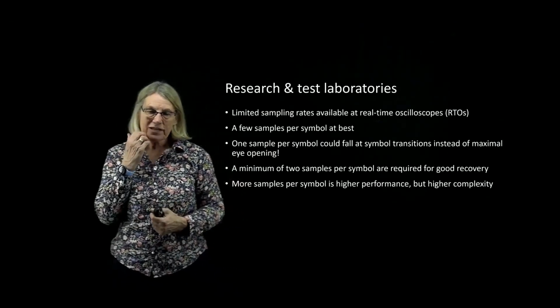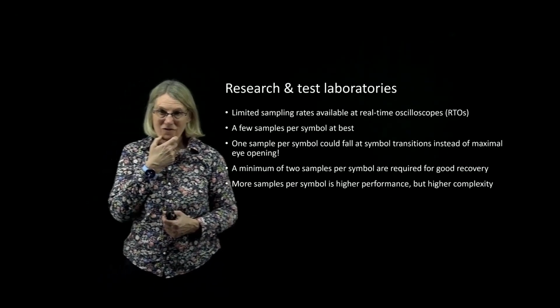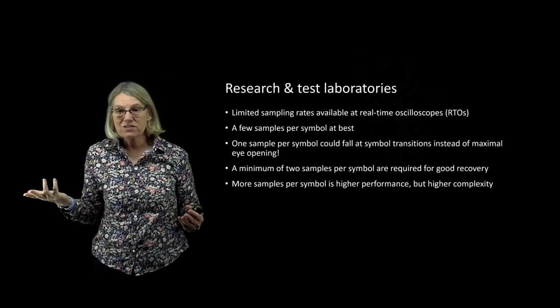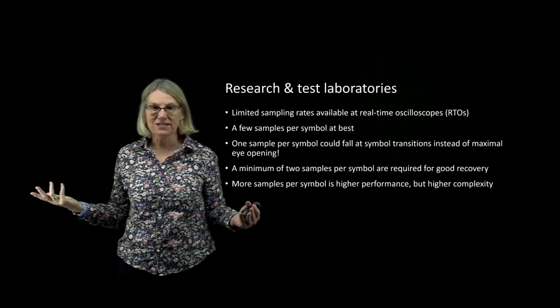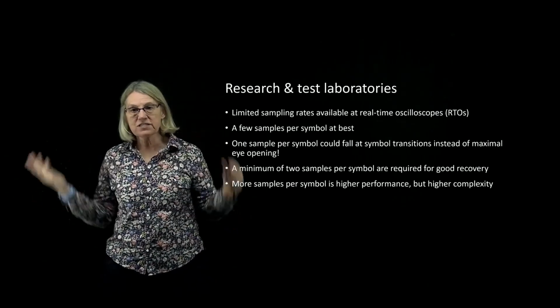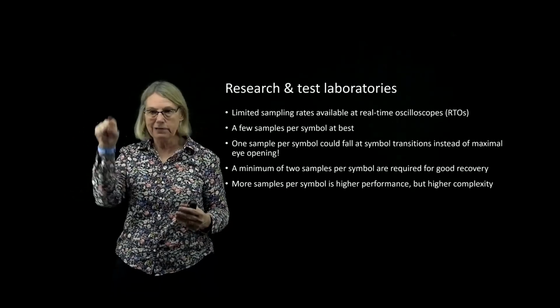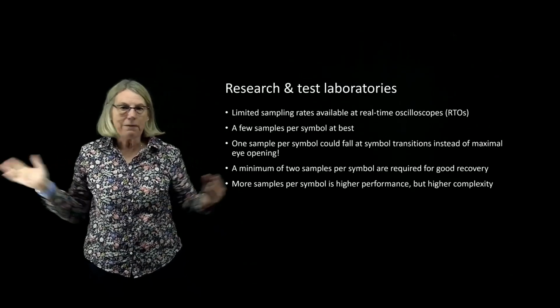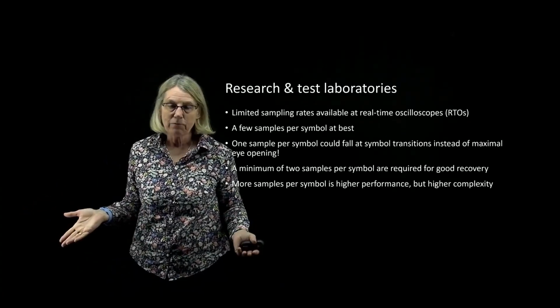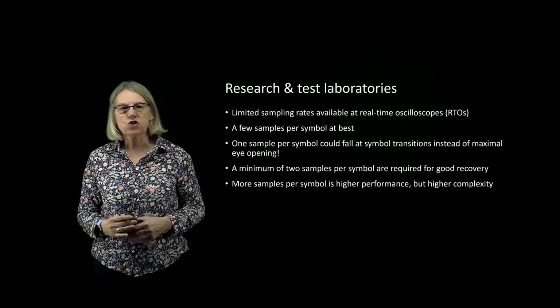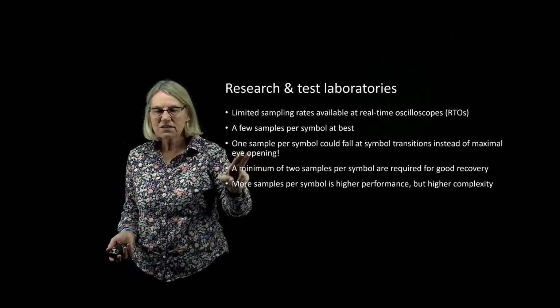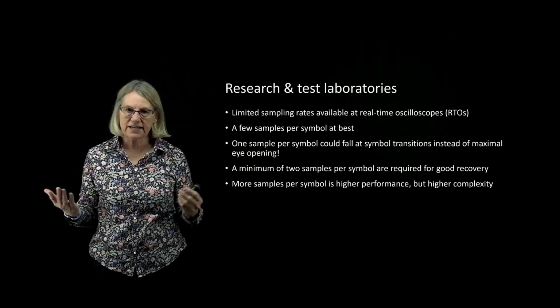So if I only took one of those samples per symbol, I don't really know where it's falling, right? I haven't done any synchronization, and if I had a bunch of samples per symbol and then I just blindly picked one of them, I may fall at a very, very bad time when the eye is not open. And so this is not really an option in the test laboratory.